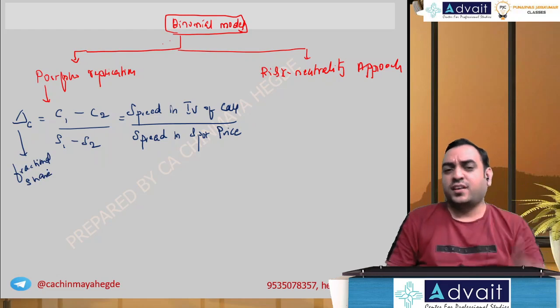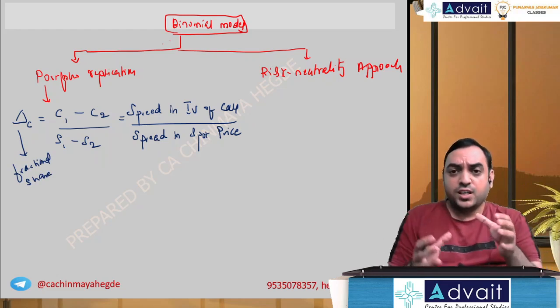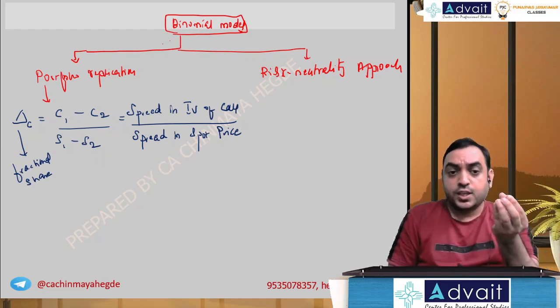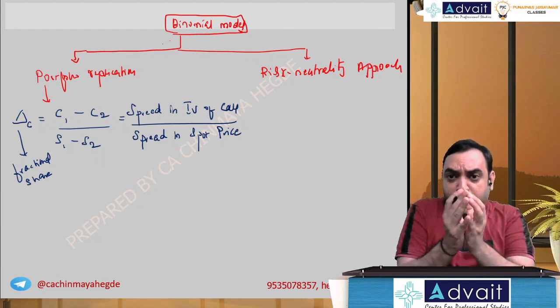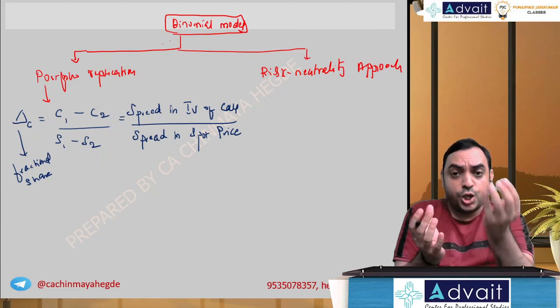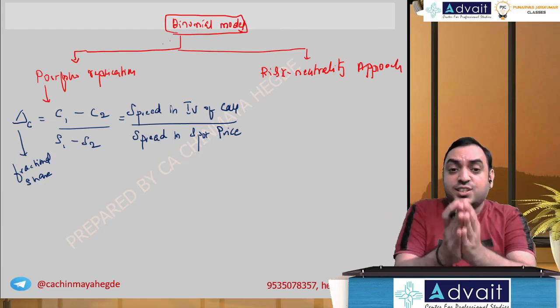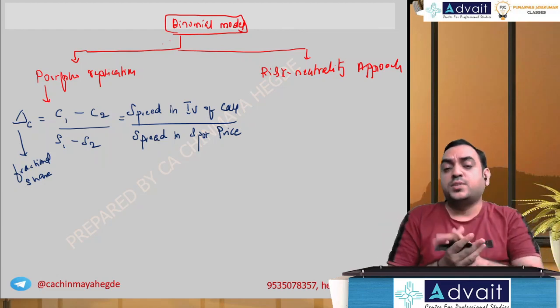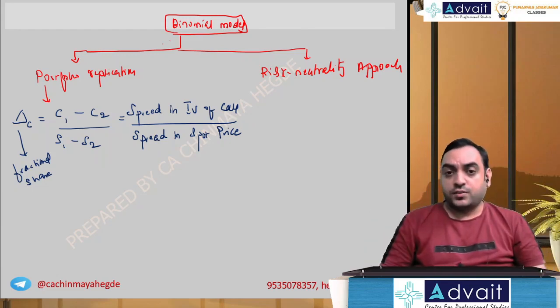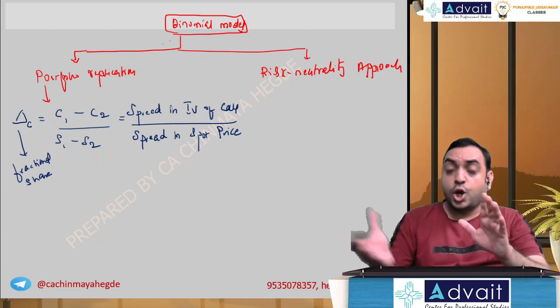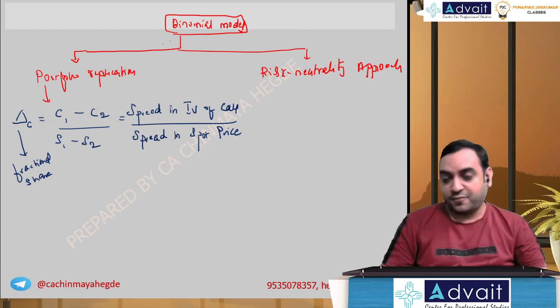I'll quickly tell you what that is. We have one underlying asset, and we have options. I mix the option and underlying asset in such a way that the portfolio becomes risk free. So for one underlying asset, how many shares and how many options do I need to have? That's what the fractional share is.